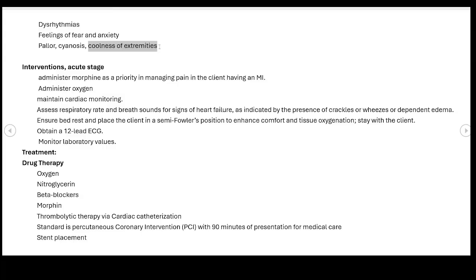And that is why when somebody dies and blood is not circulating, what happens? Within a few minutes, a person gets cold.